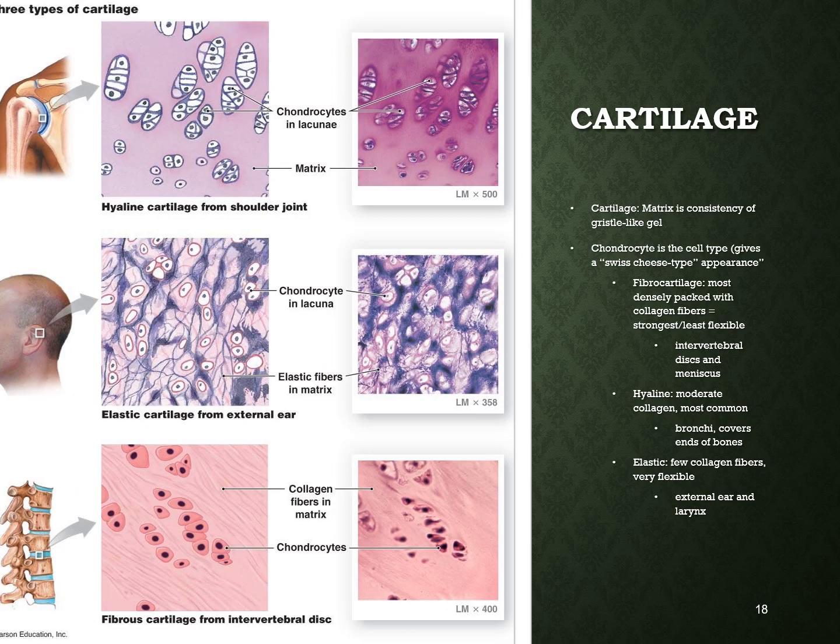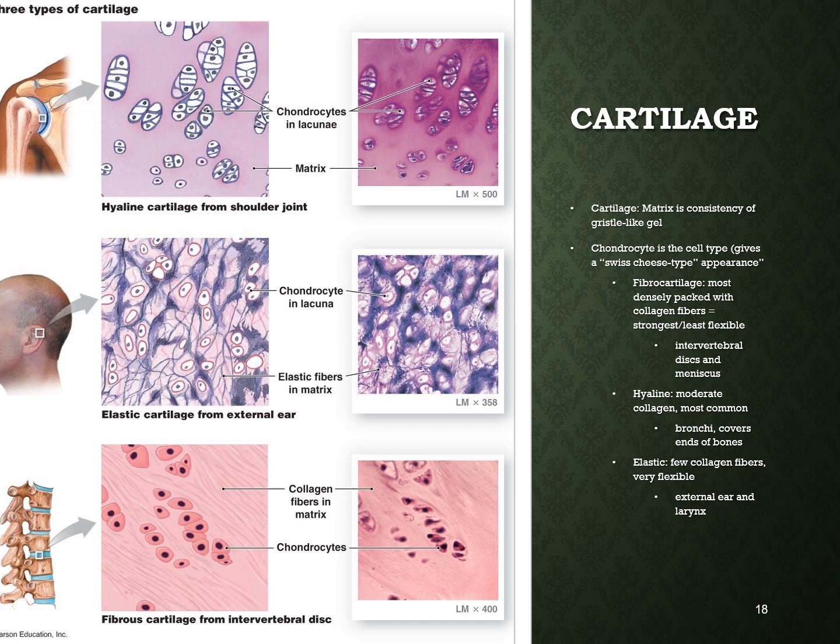There are three types of cartilage. These are fibrocartilage, hyaline cartilage, and elastic cartilage. Now the name of cartilage cells are called chondrocytes. These chondrocytes are what give cartilage tissues their Swiss cheese type appearance. So we're going to talk about fibrocartilage first, and I'm starting with this one because it is the most fibrous, and it is the least flexible.